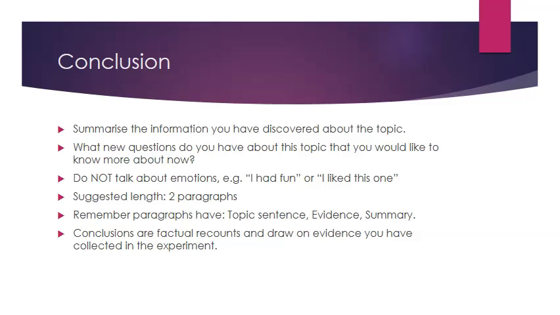Conclusion. We're at the end. Yay! Summarise the information that you've discovered about the topic. You're going to go back to some paragraphs. About 2 this time. We're going to say, again, topic sentence, evidence and summary. We're going to do a factual recount. So again, we're saying what had happened, but we're making sure we're using facts and we're drawing on the evidence we've collected in our experiment to back ourselves up. So we're basically saying, what have we learnt from this?